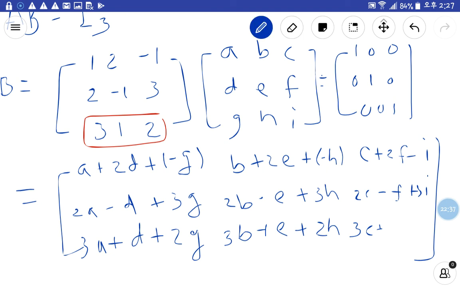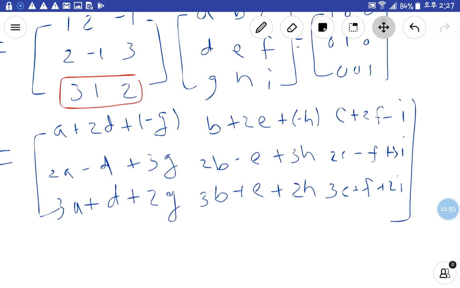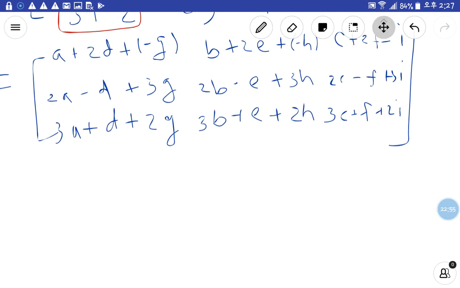Plus F plus 2I. Okay, finally done. So it should be the same as 1, 0, 0, which means I can say A plus 2D minus G should be the same as 1, right?